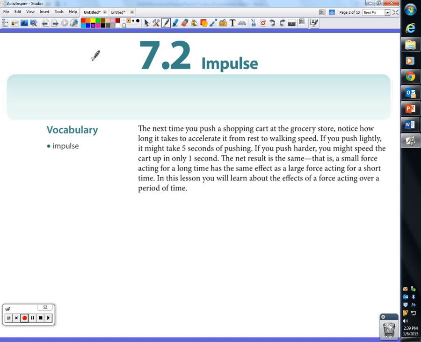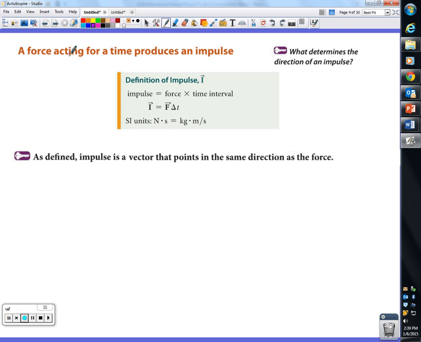So when we talk about impulse, we're talking about two factors: how hard you push, but then also how long you are going to push that object. So impulse depends on two factors. A force acting for a time produces an impulse. The impulse of an object is equal to the force multiplied by the time interval. I is equal to F times delta T.